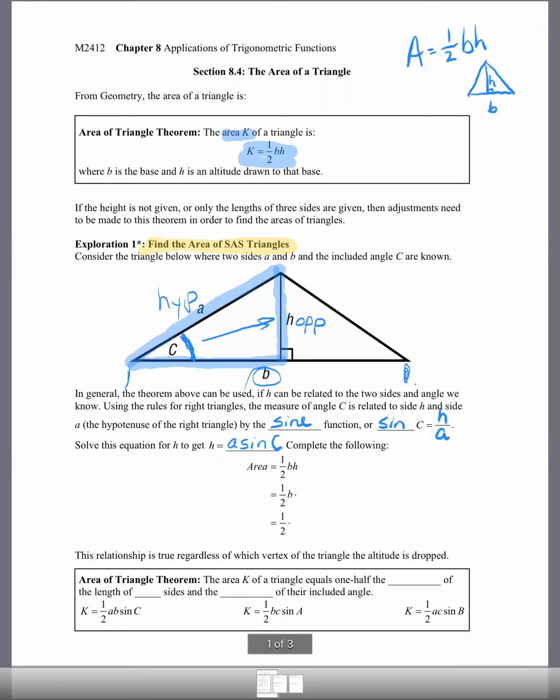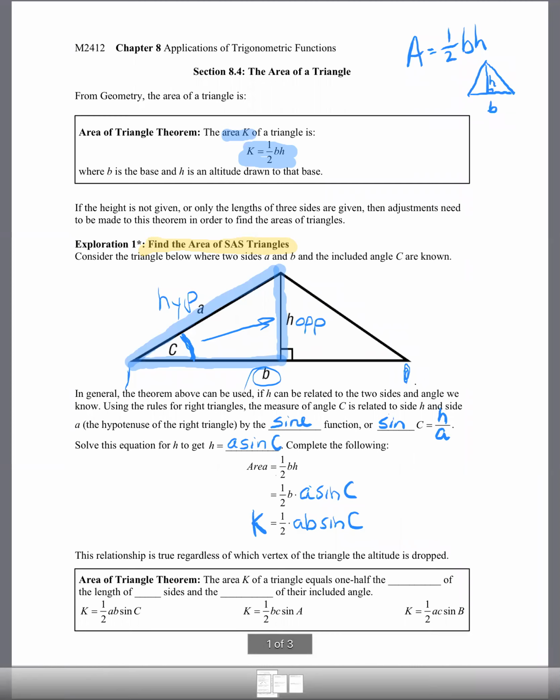If we substitute that into our known formula, the area of a triangle is 1/2 BH. If we substitute in the value for H that we got, and now just go through alphabetizing the variables, A times B is what we would write, then times the sine of angle C. So what we've just found is one of the three forms of finding the area of a triangle if it's an SAS model.